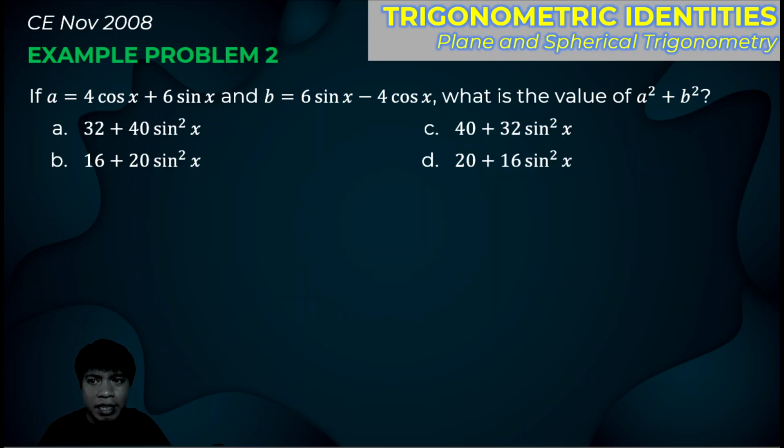Okay, so ito na tayo sa ating pangalawang problem. Lumabas naman siya noong November 2008. If A equals 4 cosine x plus 6 sine x and B equals 6 sine x minus 4 cosine x, what is the value of A squared plus B squared? Ito yung mga choices. Sagutin natin to.